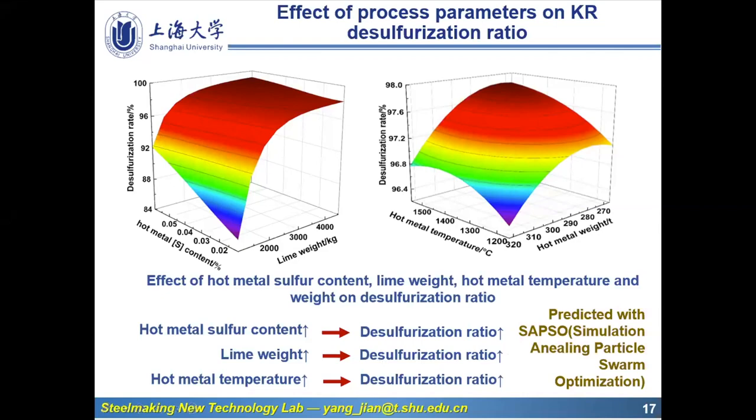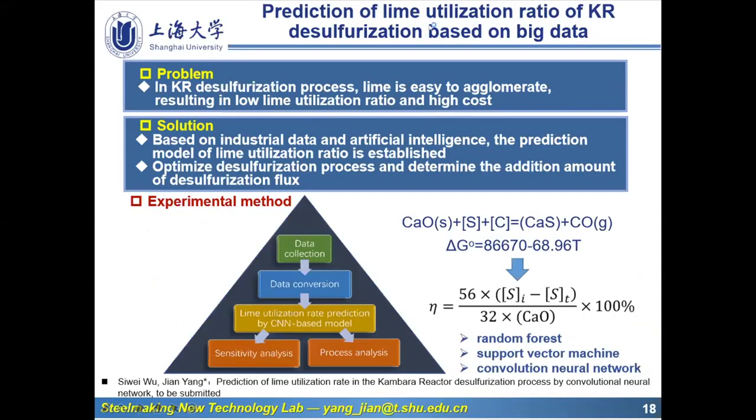And another one is the prediction of the lime utilization ratio of the KR based on big data. So the power plant is in the KR desulfurization process. Lime is easy to agglomerate, resulting in low lime utilization ratio and high cost. And to solve this problem, based on the industrial data and artificial intelligence, we make the prediction of the lime utilization ratio, and optimize the desulfurization process and determine the addition amount of the desulfurization flux.